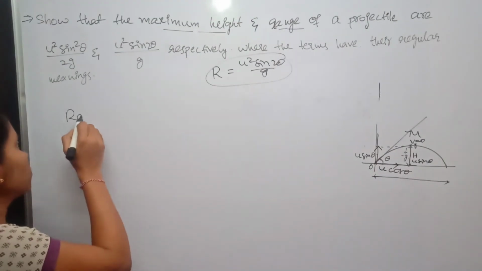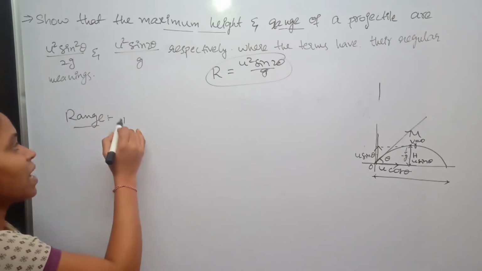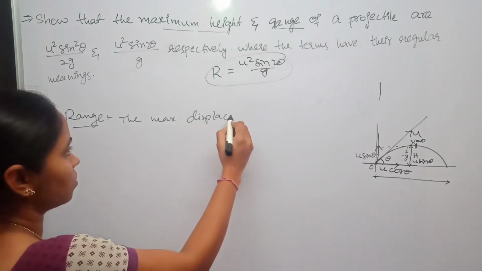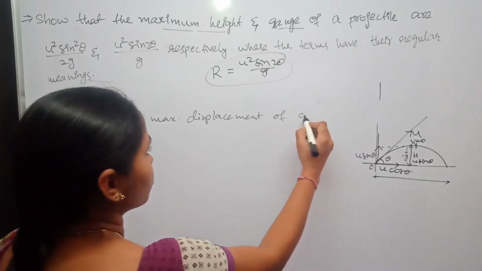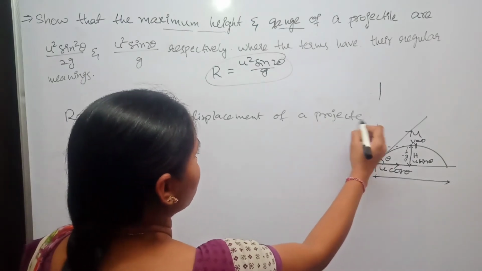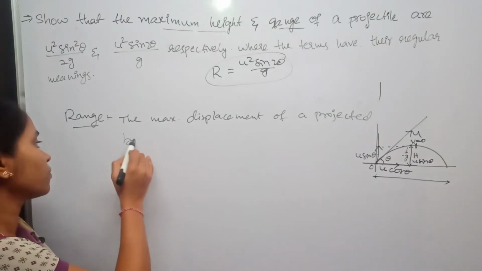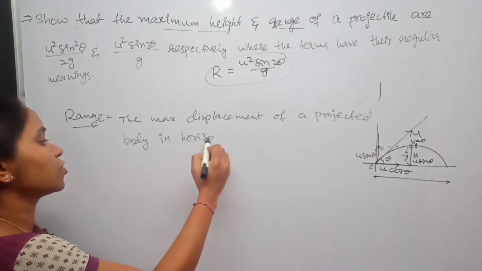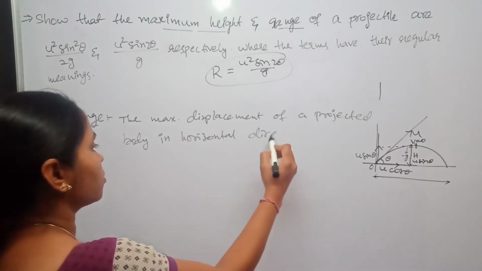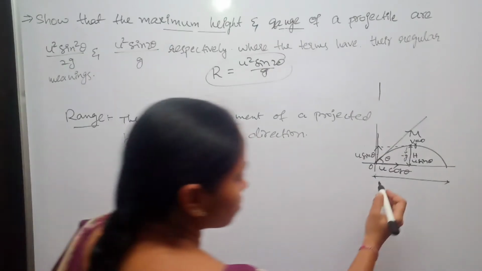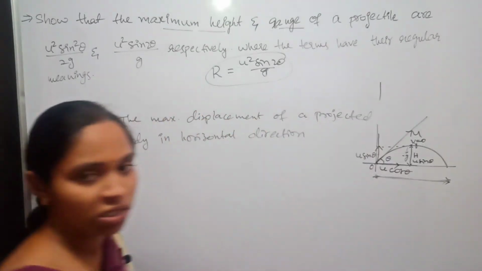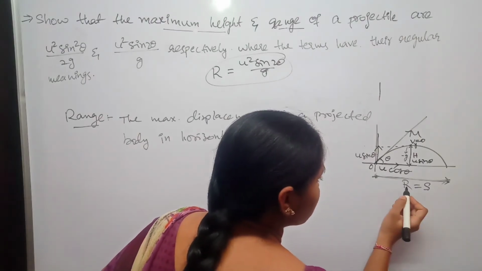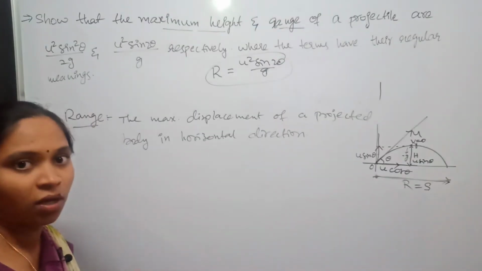What is range? The maximum displacement of a projected body in horizontal direction. This is the maximum displacement in the horizontal direction, which is nothing but the range. The displacement is nothing but range, maximum displacement in horizontal direction.